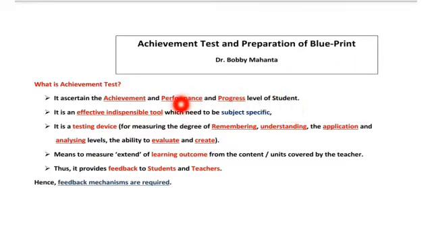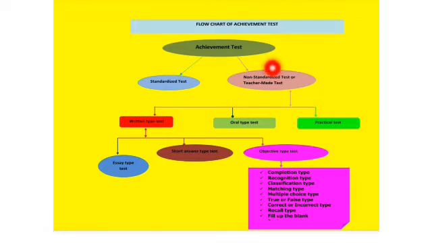In our previous class we understood that an achievement test is a process to measure whether the students possess the requisite skills, knowledge, abilities that are needed to succeed in any particular unit. It provides feedback to the students and the teachers in order to identify the learning difficulties. Clear? We also spoke about the flow chart of the achievement test.